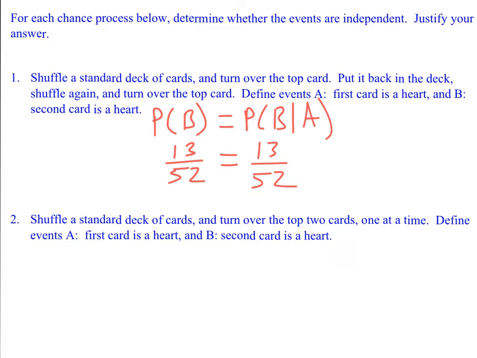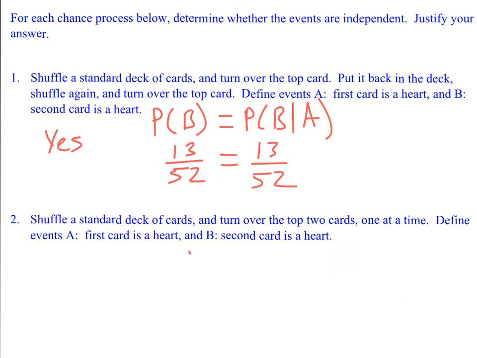But even if you drew a heart on the first one, you put it back and shuffled, so the odds stay at 13 out of 52. Okay? So here, as far as independence, you could say yes. Okay, so putting the card back and shuffling makes the selections independent. It doesn't matter what you got on the first, your odds of the next one are going to stay the same.